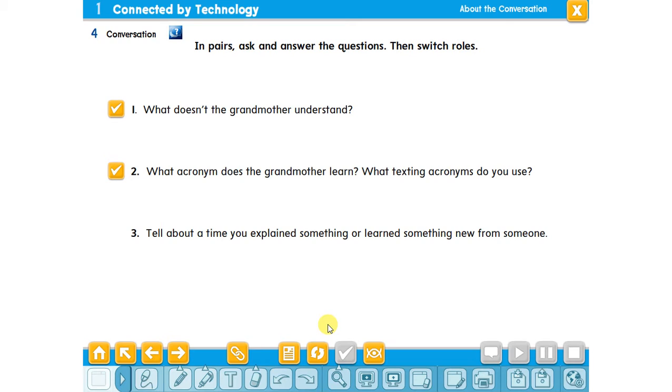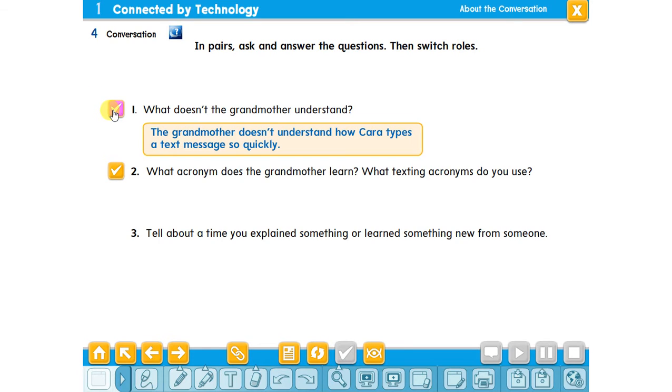In pairs, ask and answer the questions, then switch roles. We don't have pairs now, so just do it alone. What doesn't the grandmother understand? شو اللي مش فاهمته كانت؟ Yes? Yes, yes, that's right. The grandmother doesn't understand how Kara types a text message so quickly. How was she typing quickly? Why? Because she was using abbreviations and acronyms.